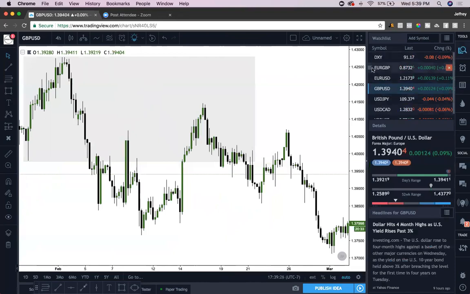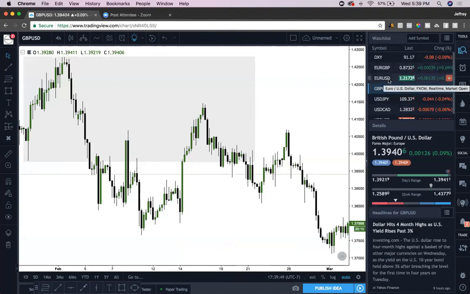DXY is the dollar index, and Euro GBP. I just use these two for a direction. So if the dollar index is pushing up, then I expect Euro and GBP to push lower. And I use Euro GBP to help me determine whether Euro or GBP would be a better trade for me.